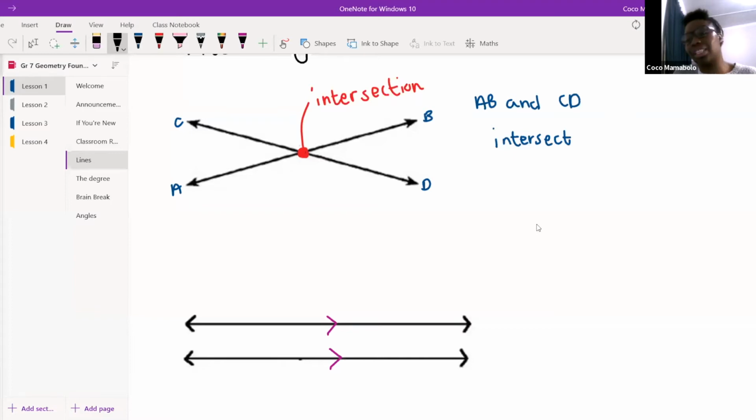I'm good, thank you. All right, can you tell me, what do we call these two lines? I'm going to give you some hints. These two lines have the same distance everywhere. They're the same distance apart everywhere. What do we call these lines? Parallel lines. Excellent. And can you tell me, what do we know about parallel lines?